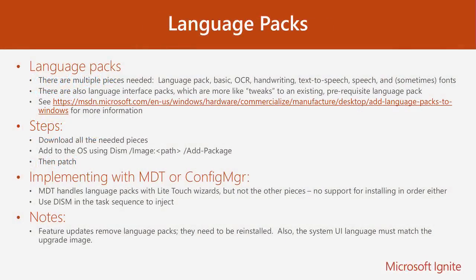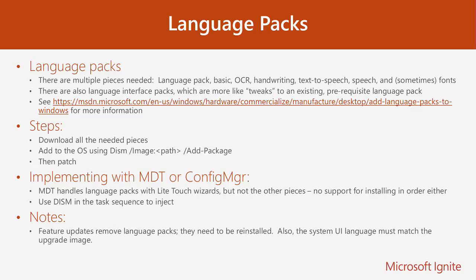Language packs used to be easy. With Windows 10, they're a little bit more complicated because we've made them more complicated in an effort to make them smaller. So instead of having one language pack file that contains everything you need for that language, there are now several different pieces. There's the language pack itself, and then basic OCR, handwriting, text-to-speech, speech, and sometimes font packages. So in order to add support for a particular language, you need all of those different pieces.